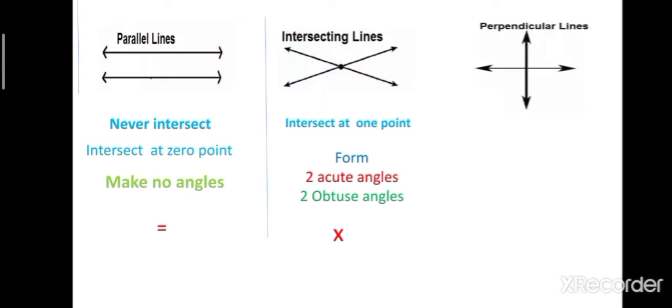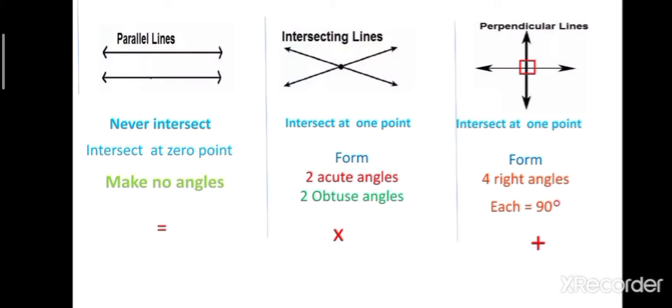Third, here we have perpendicular lines. They intersect at one point, forming four right angles. Each of them is equal to 90 degrees. You can remember the perpendicular lines by the plus sign.